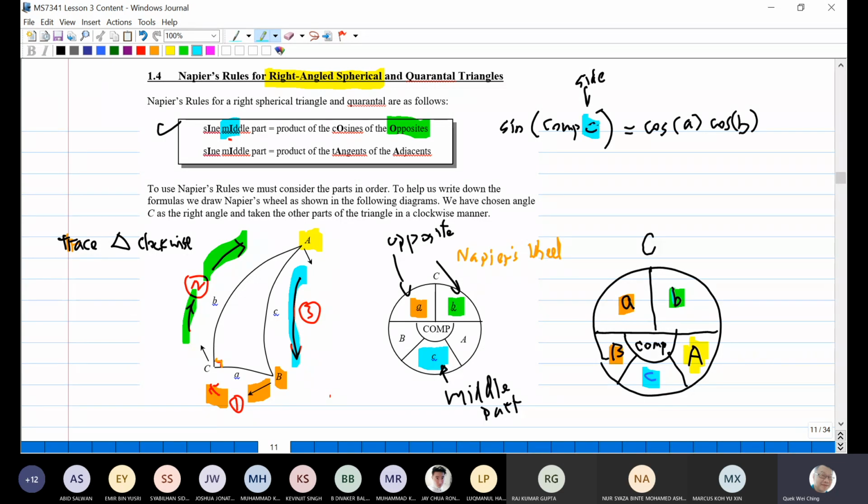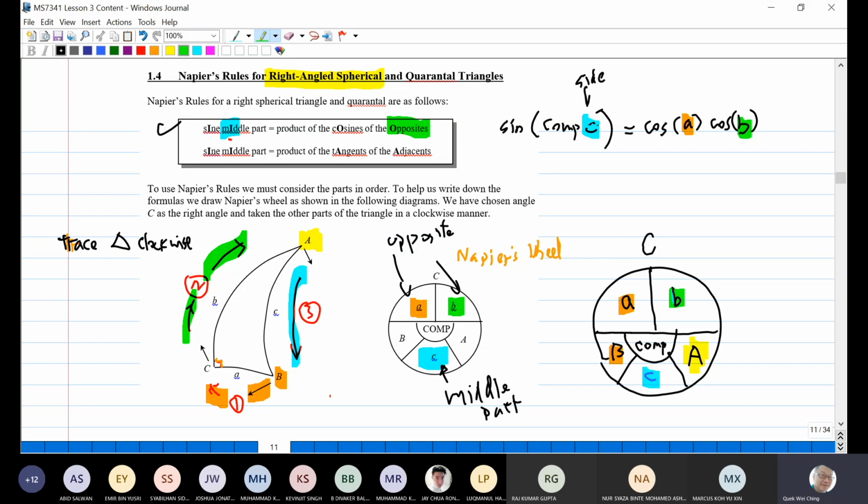And the product of A and B. So this one I'm going to say is A here, and then this is B here. So sine of com C is the product of A. What does it mean, com C? Com C means complement of C.